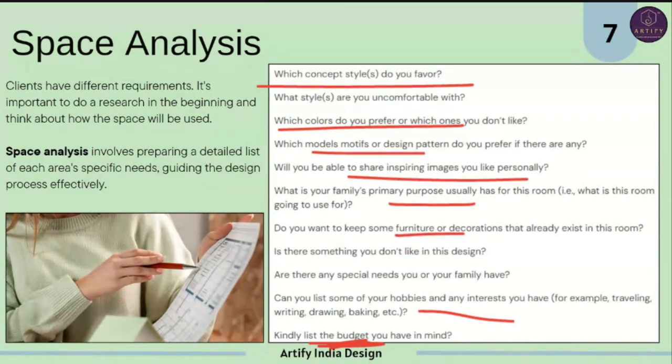But here, for the activity that we'll be doing, please don't consider budget, because with a budget you will have too many restrictions. As of now, I want you to be as creative as possible.